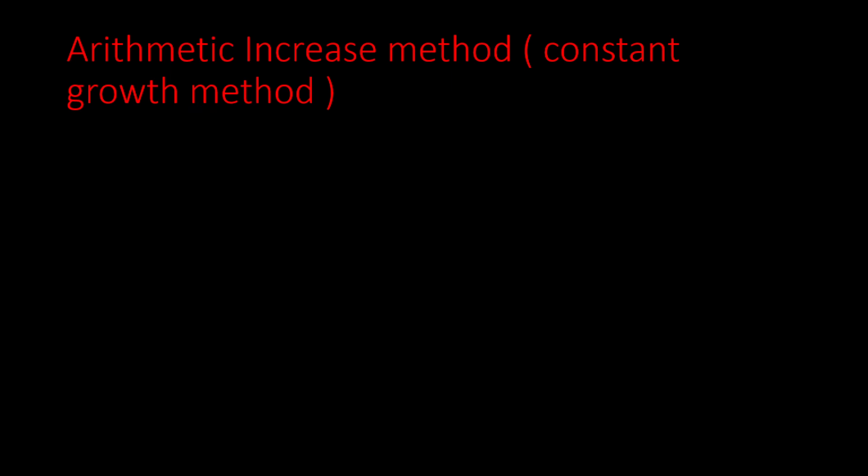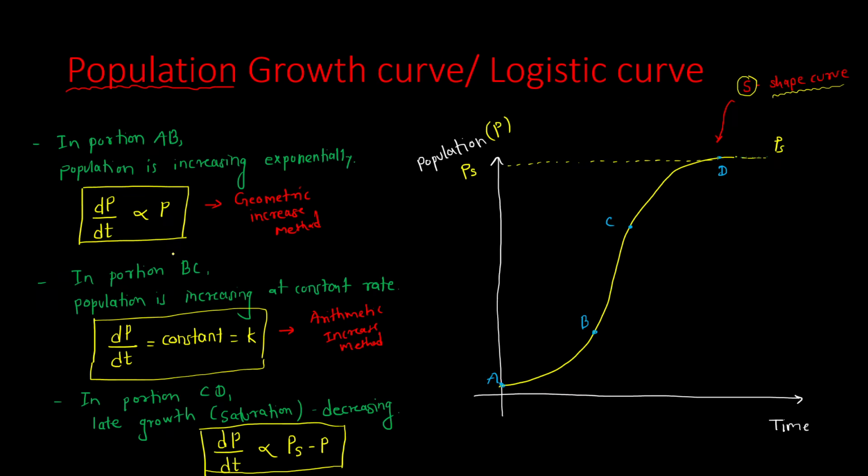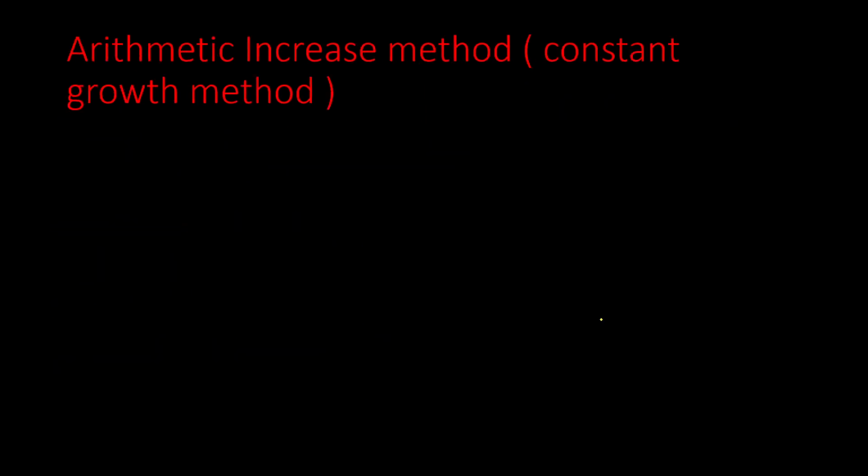So, arithmetic increase method. This method is also called the constant growth method. We have seen the various forecasting methods in the previous video, and we are starting with the first method, the arithmetic increase method. It is applicable in this zone BC, because in this zone you can see the increase in population is constant. That's why it is called the constant growth method.